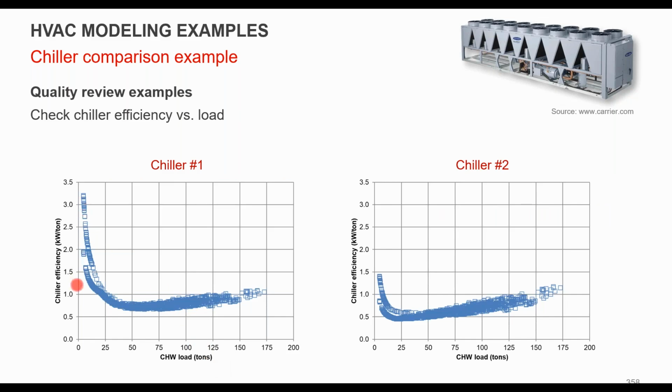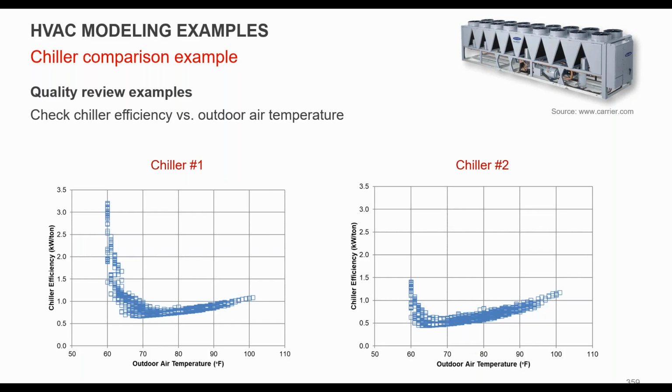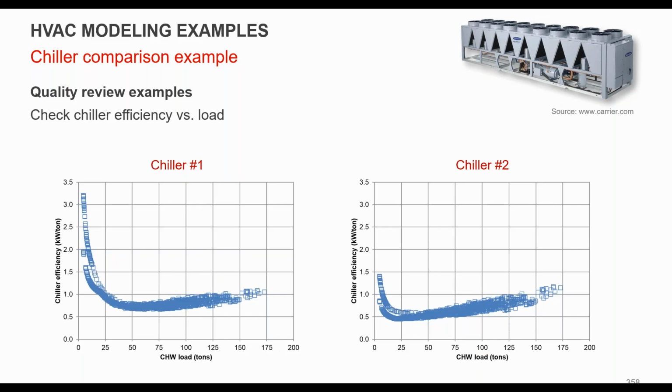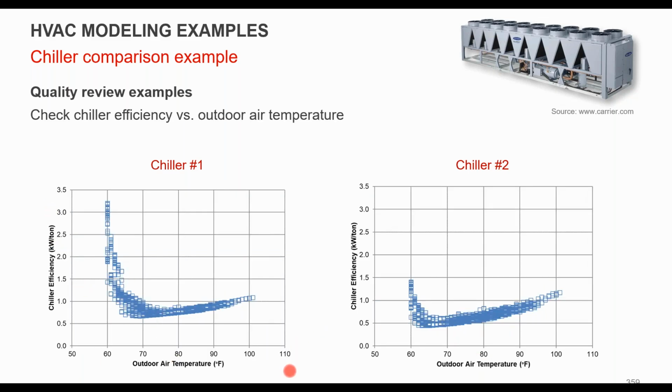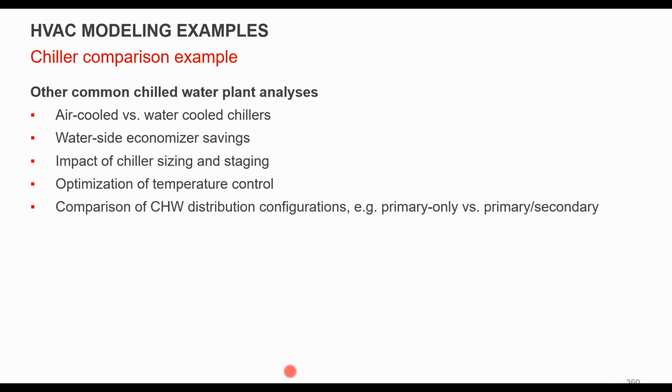So looking at your unloading curves, we noticed that chiller one had a worse performance. Again, this is probably even further off the chart than what the spec sheet said, but it should have a worse unloading curve than chiller two. So again, another way just to visualize and check your data. So this is load against efficiency. You can also do efficiency against outside air temperature. So again, making sure that the model is accurately following what you get from the manufacturer.